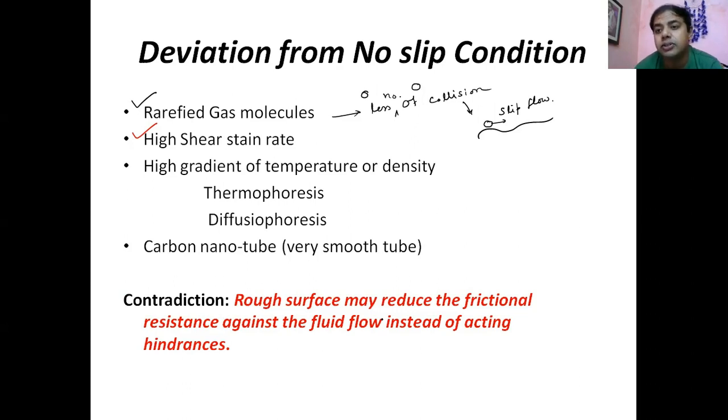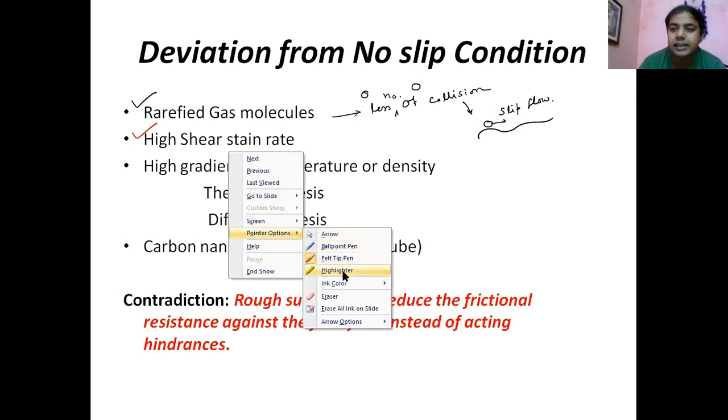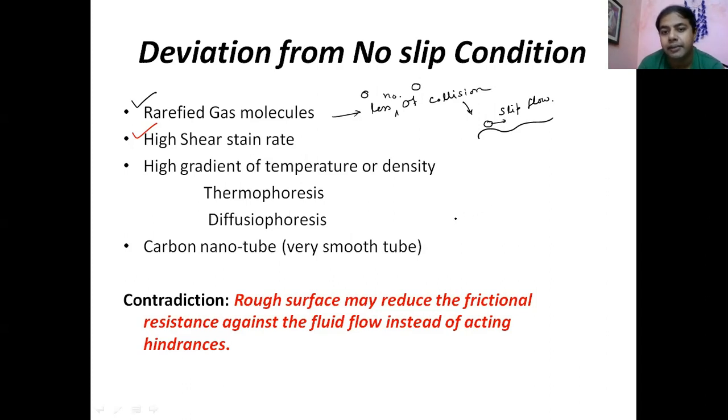Next thing is the very smooth tube, the carbon nanotube. Such a very fine surface finish is there in this tube. Because of this fine surface finish, what will happen? The van der Waals force between the fluid molecules adjacent to the plate and the plate, the solid surface and the fluid, is much weaker than the hydrogen bond of the water. So the no-slip boundary condition may be violated.